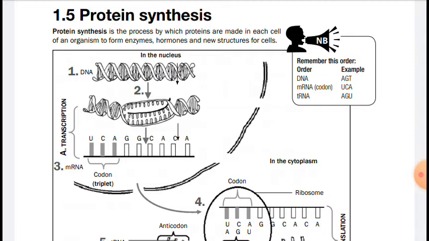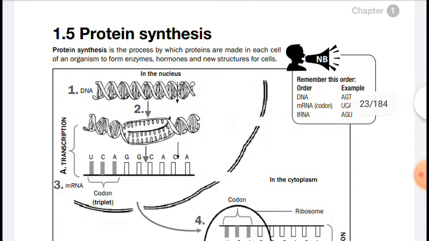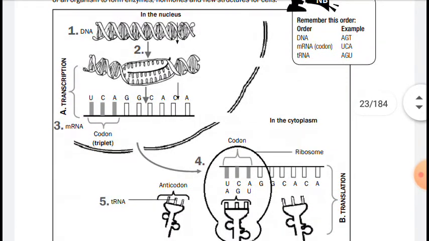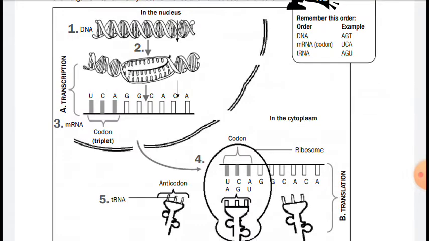Protein synthesis is the process by which proteins are made in each cell of an organism to form enzymes, hormones, and new structures for cells. How? Through this process that is being illustrated here on this chart.